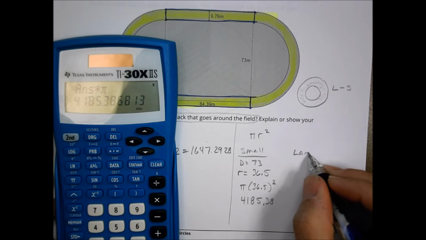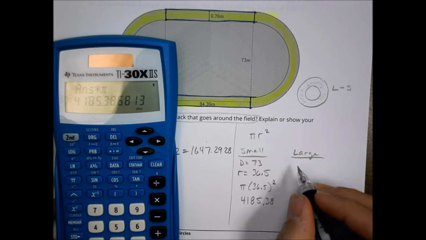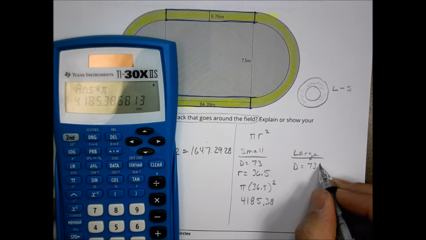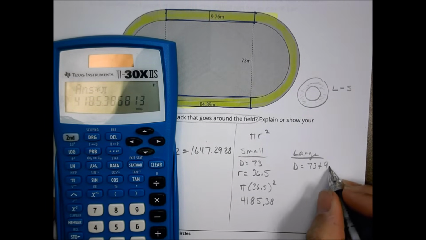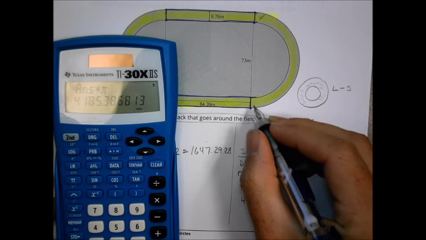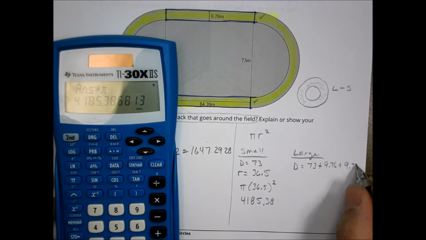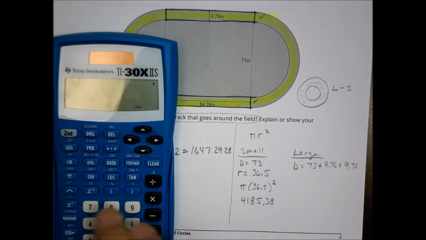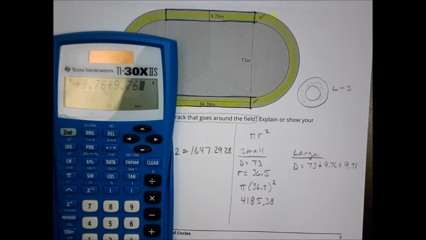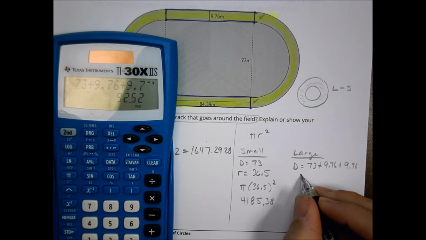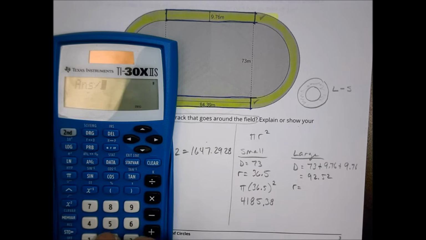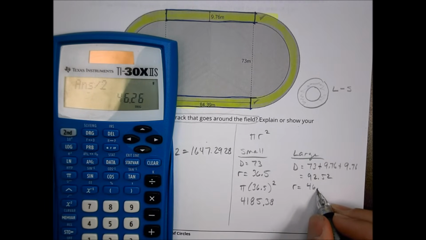The area of the large circle, though, a little different here. My diameter is not just 73. My diameter is going to be 73 plus the added 9.76 here and the added 9.76 there. 73 plus those parts right there. All of that together, 73 plus 9.76 plus 9.76 is going to be a diameter equal to 92.52. That will make my radius half of that. So my radius is 46.26.